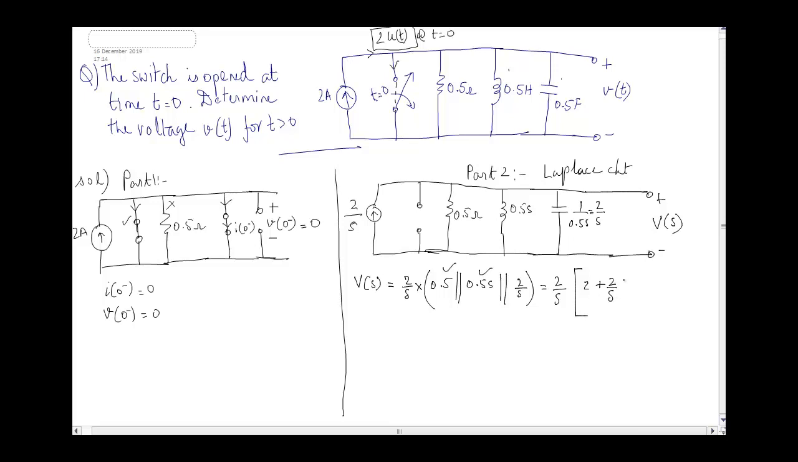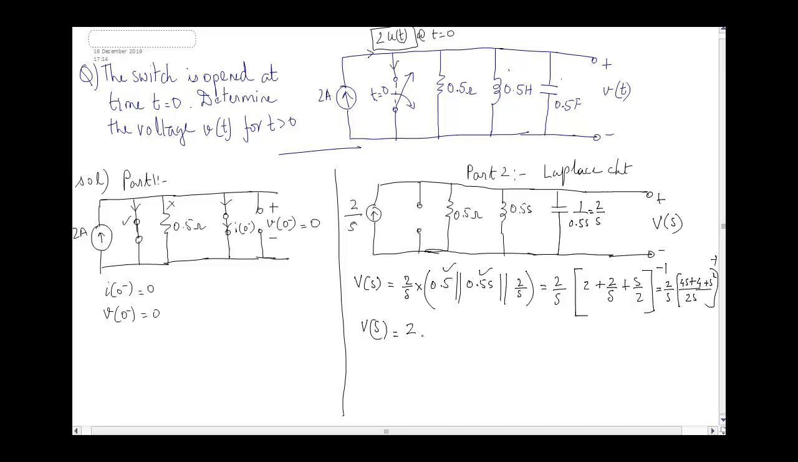The inverse of 0.5 S is going to be 2 by S, and the inverse of 2 by S is going to be S by 2, the whole inverse. So if I calculate what is inside the bracket, let me write 2 by S. In the denominator I will get 2S, in the numerator I will get 4S plus 4 plus S square, the whole inverse. Now V of S is equal to, if I take the inverse of that, I will get S and S will get cancelled.